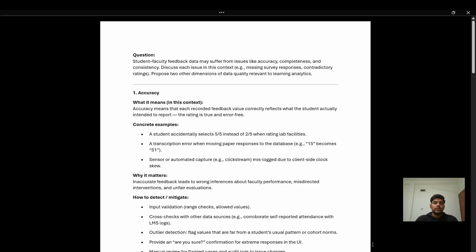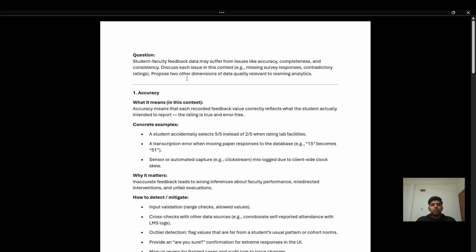Hello everyone. Let's now discuss question 9 of test 1 paper. The question says student faculty feedback data may suffer from issues like accuracy, completeness, and consistency. Discuss each issue in the context like missing survey responses, contradictory ratings.